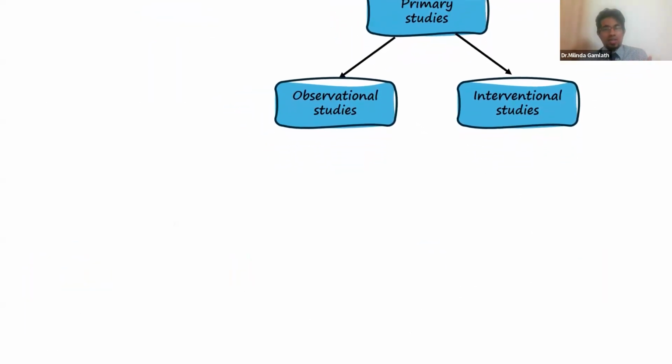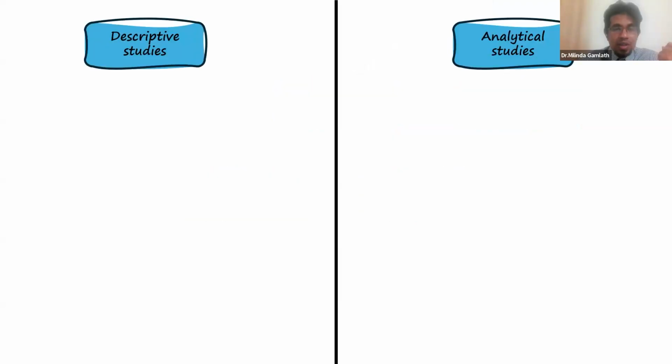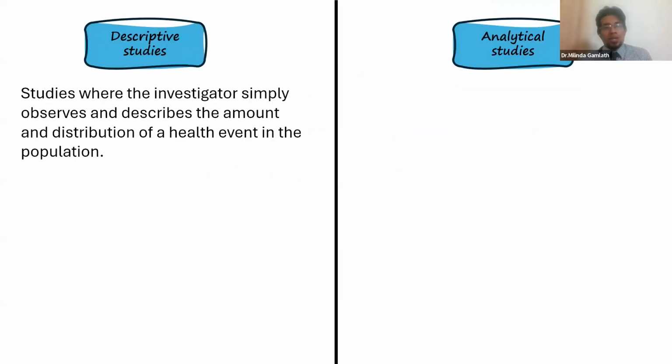So observational studies, again, can be divided into two. They can be descriptive studies or analytical studies. Descriptive studies are studies where the investigator observes and describes the event, right? It describes what? The distribution and amount of a health event. So basically they are describing what? Distribution means time, place, and person. So descriptive observational studies simply observe and describe a certain health event in a population.